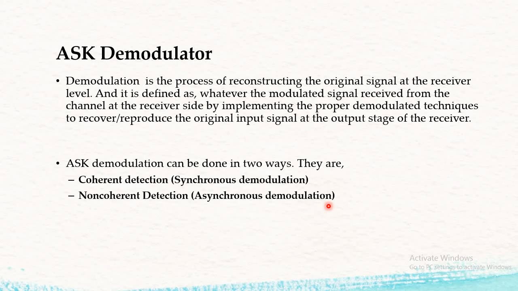Now demodulation is the process of reconstructing the original signal at the receiver level. It is defined as receiving the modulated signal from the channel at the receiver side and implementing a proper demodulation technique to reproduce the original input signal at the output stage of a receiver. For receivers or demodulators, we have two types: first one is coherent detection and second one is non-coherent detection. Coherent detection means synchronous demodulation and non-coherent means asynchronous demodulation.